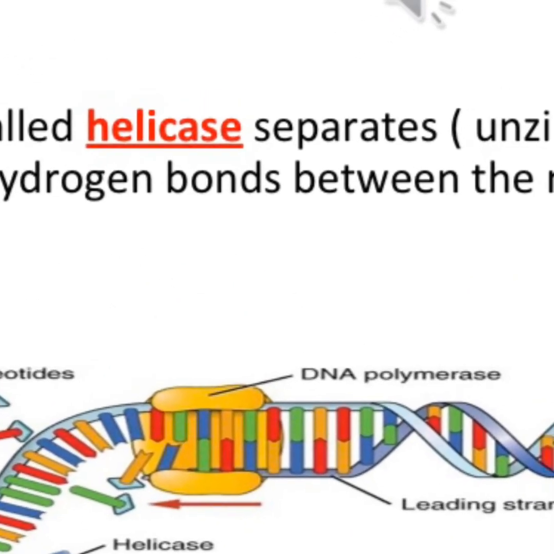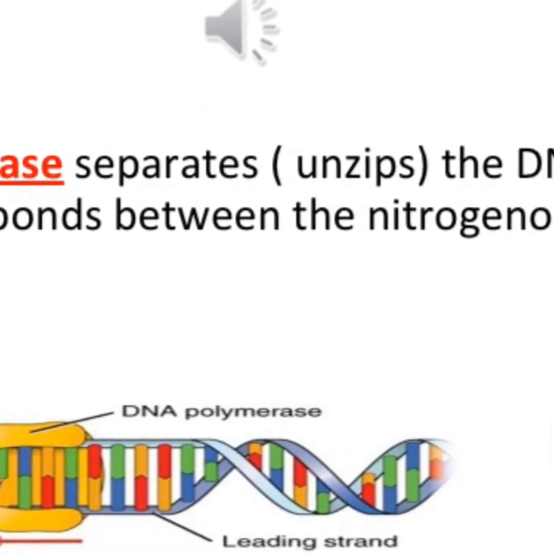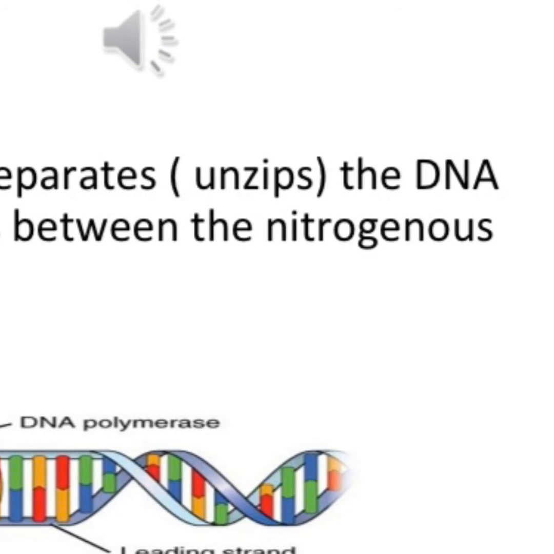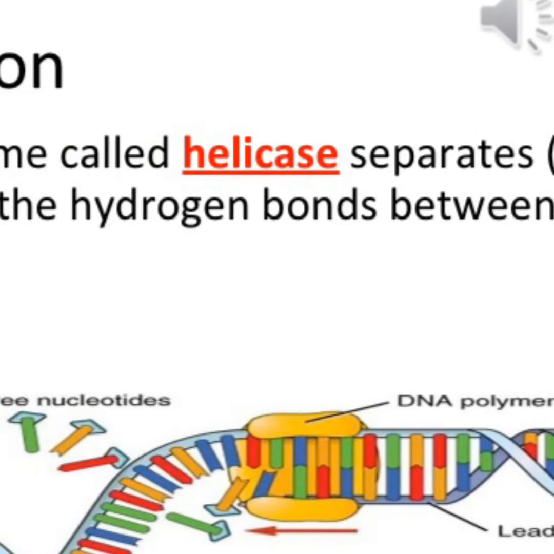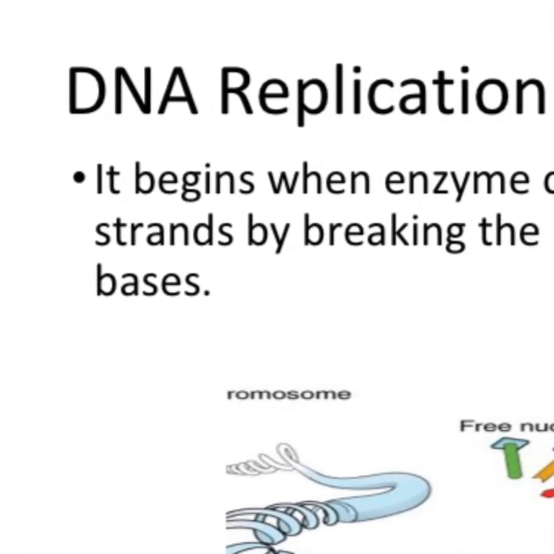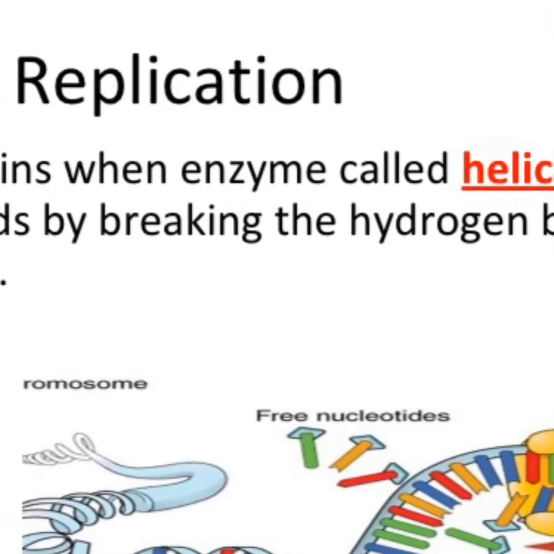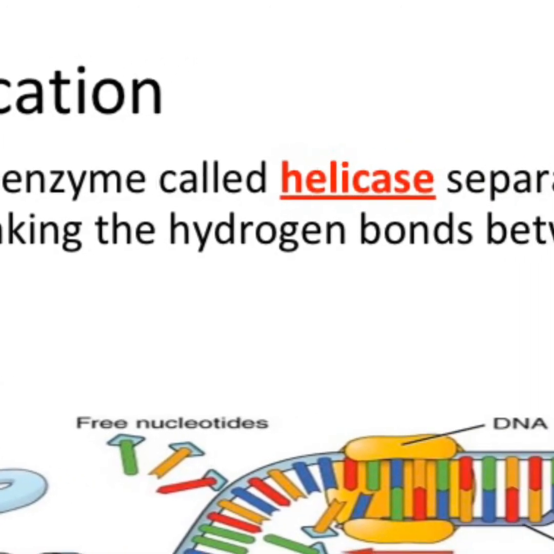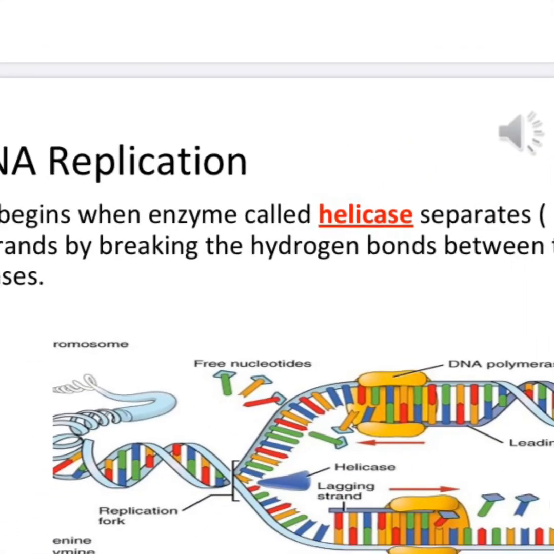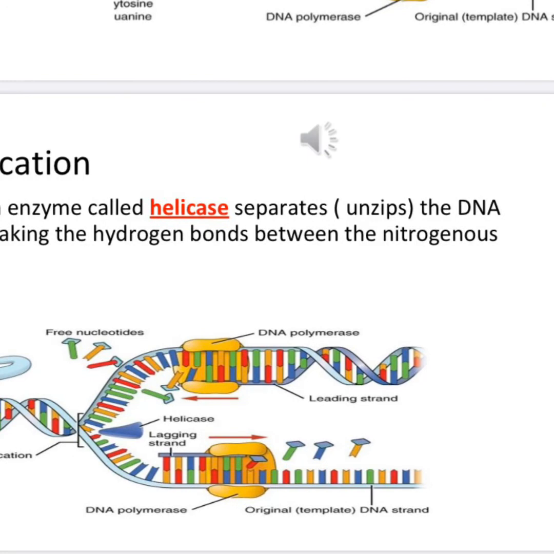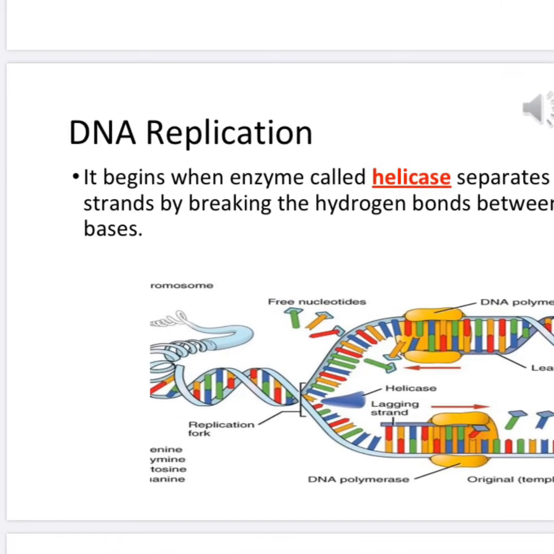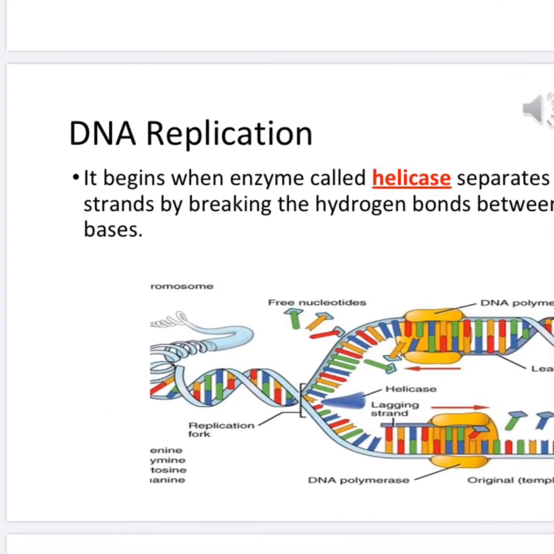Helicase enzyme separates or unzips the DNA strands by breaking the hydrogen bonds between the nitrogenous bases. It is the first step of DNA replication.